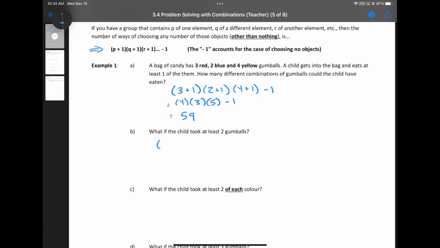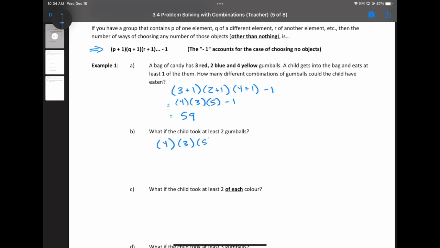That's going to look a lot like the first one. They can still choose 0, 1, 2, or 3 red. I'm just going to jump to the 4 on that one this time. They can choose 0, 1, or 2 blue. That's 3 options. And they can choose 0, 1, 2, 3, or 4 yellow.